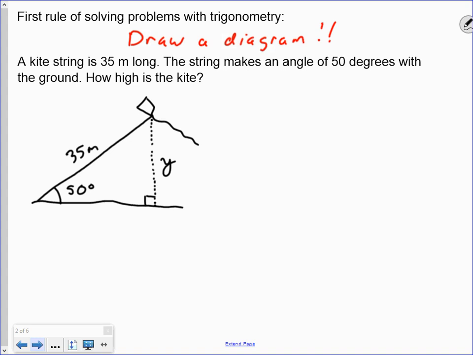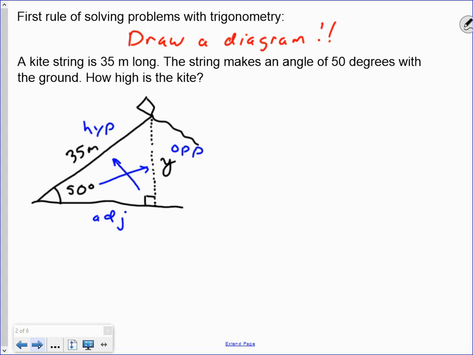We know how to solve problems like this. We start by labeling the sides in our triangle. We know that this is going to be our hypotenuse across here. If we've got this angle of 50 degrees, this is going to be our opposite side over here, and then our adjacent side is down here. Then we look at what we are given and what we are trying to find. We are given the hypotenuse. We are trying to find the opposite. We have an angle in here.